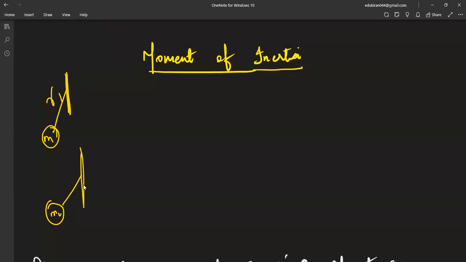This part is easy also, difficult also. Some questions are difficult, and some questions are very easy. So please be careful with moment of inertia. Every question is not trivial.